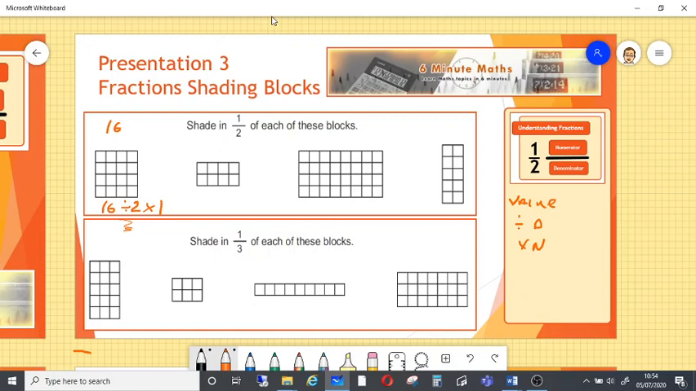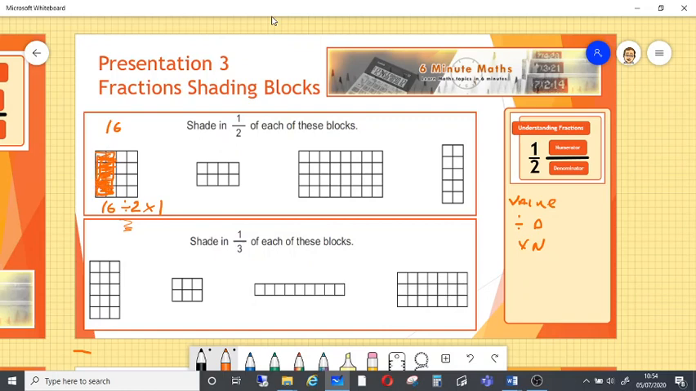16 divided by 2 is 8. 8 times by 1 means I need to shade in 8 of these blocks here. So half of these blocks is 8. Okay, let's do another one.